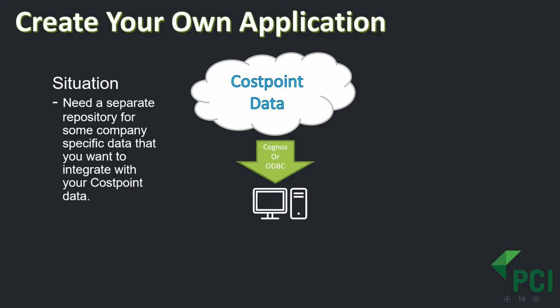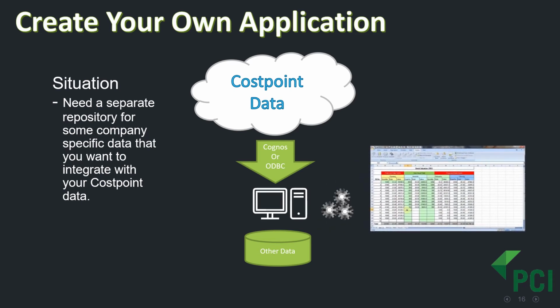You then pull data in from another source, whether it be spreadsheets, an Access database, even a text file, and you integrate that data together, and it spits out an Excel report. And this Excel report has combined the information you want from Costpoint and the information you want from your other data source.